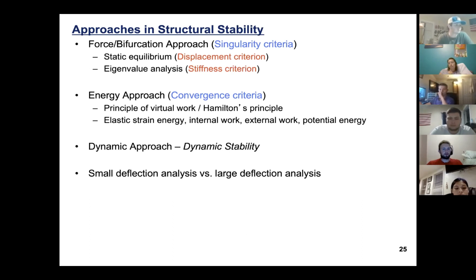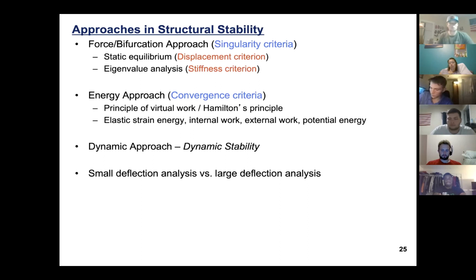The second approach is what we call the energy approach. The energy approach is also what we call the convergence approach, because we are going to use the energy methods. And the energy methods are based on either the principle of virtual work or Hamilton's principle. In this method, if you still remember what you learned from dynamics, when the structure is in motion, there's kinetic energy, right? And there's also potential energy instead of just strain energy.